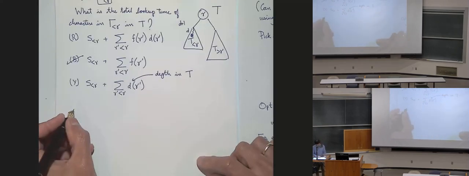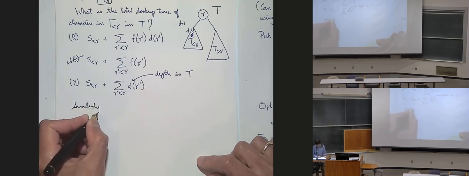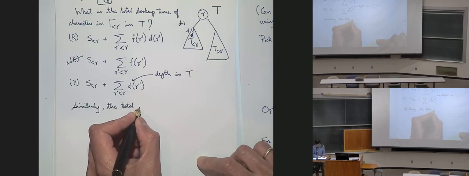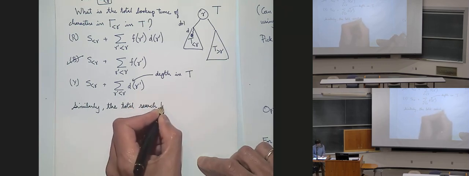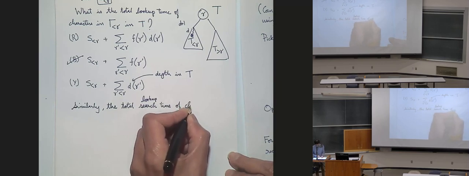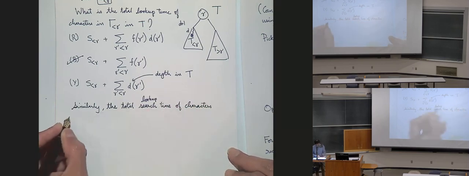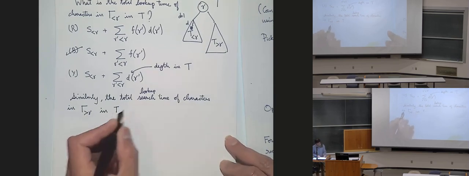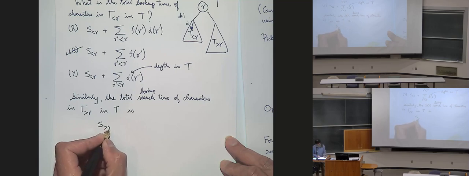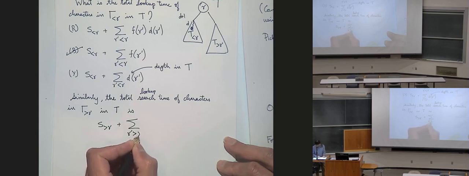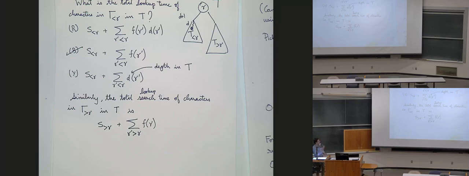Similarly, the total search time, or the lookup time, of characters in the bigger tree, S greater than gamma, is all the stuff that's more, plus the sum of all those frequencies, right? Just analogously.